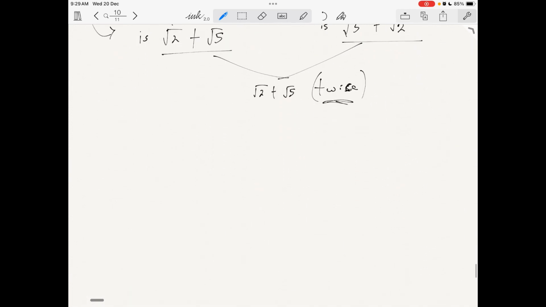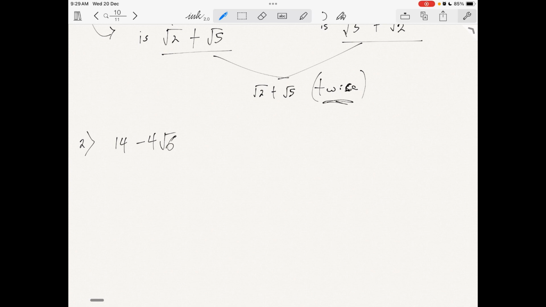Let's say example 2 on this scenario. We say find the square root of 14 minus 4 root 6.